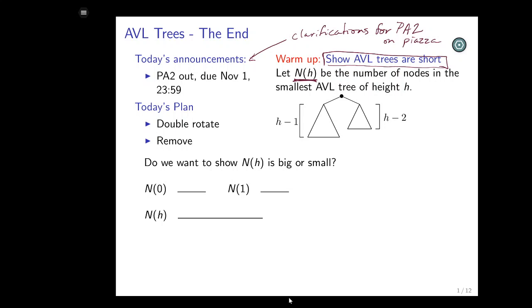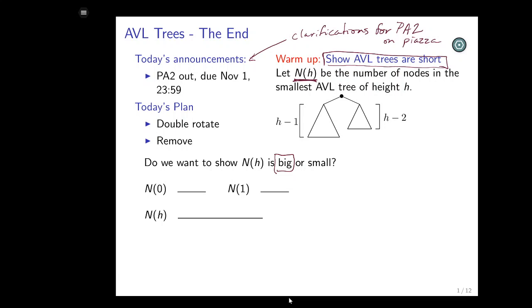Okay. How many people think that what we want to show, we're trying to show that all AVL trees are short, meaning their height is small. What do we want to do to show that the height is small? Do we want to show that the number of nodes in the fewest node tree that has height h is big? Do we want to show that number is small? Oh, that's interesting. So the bigs have it. Yeah, we want to show it's big.